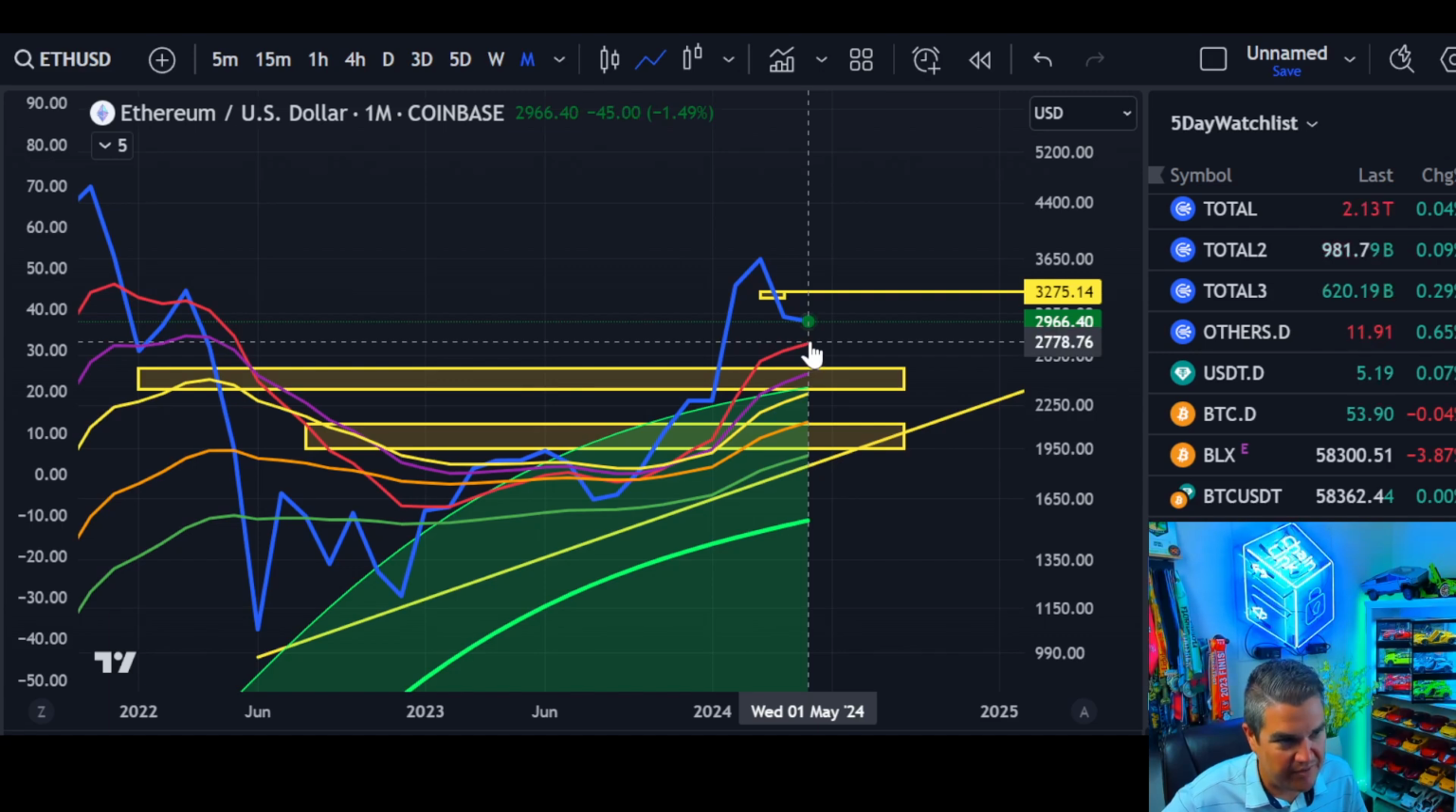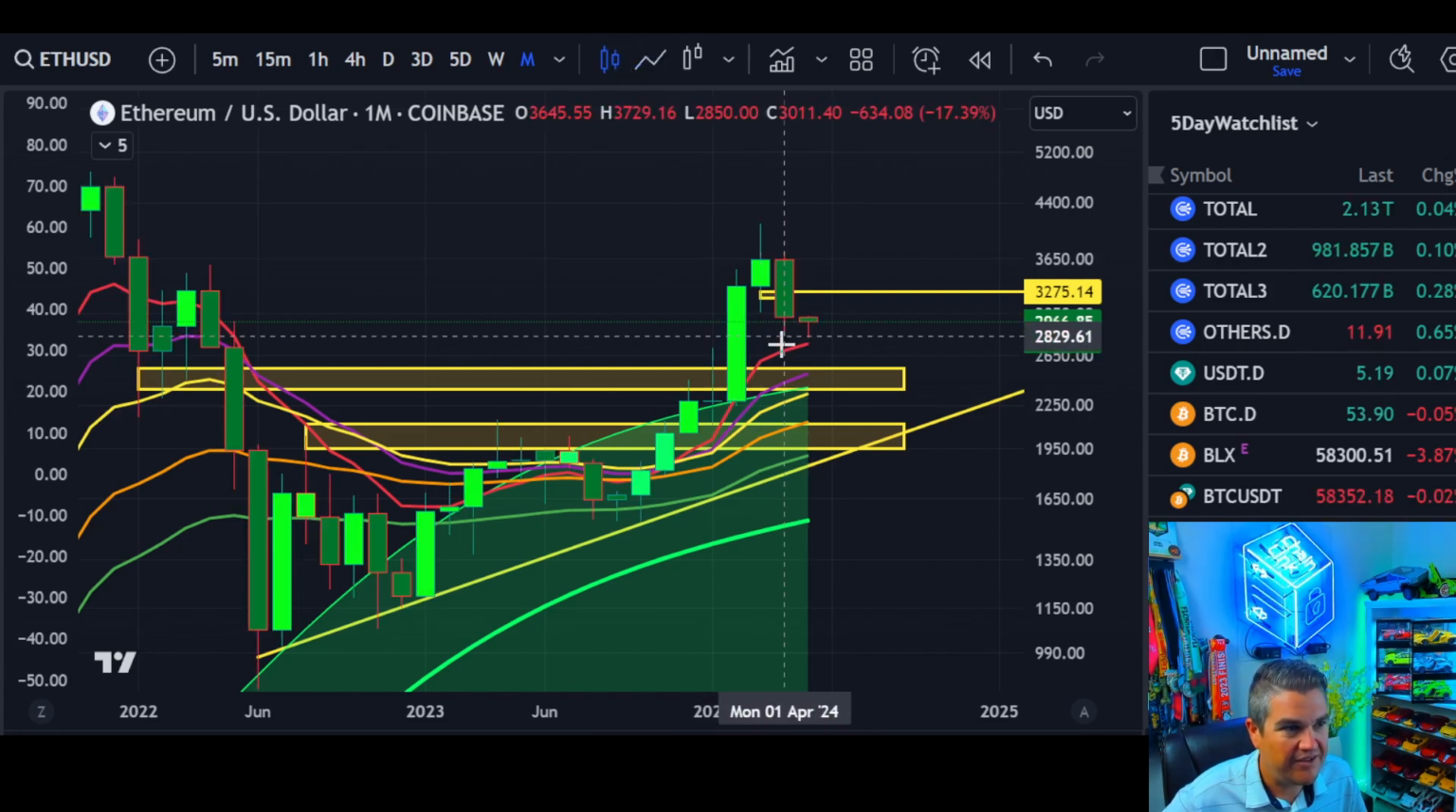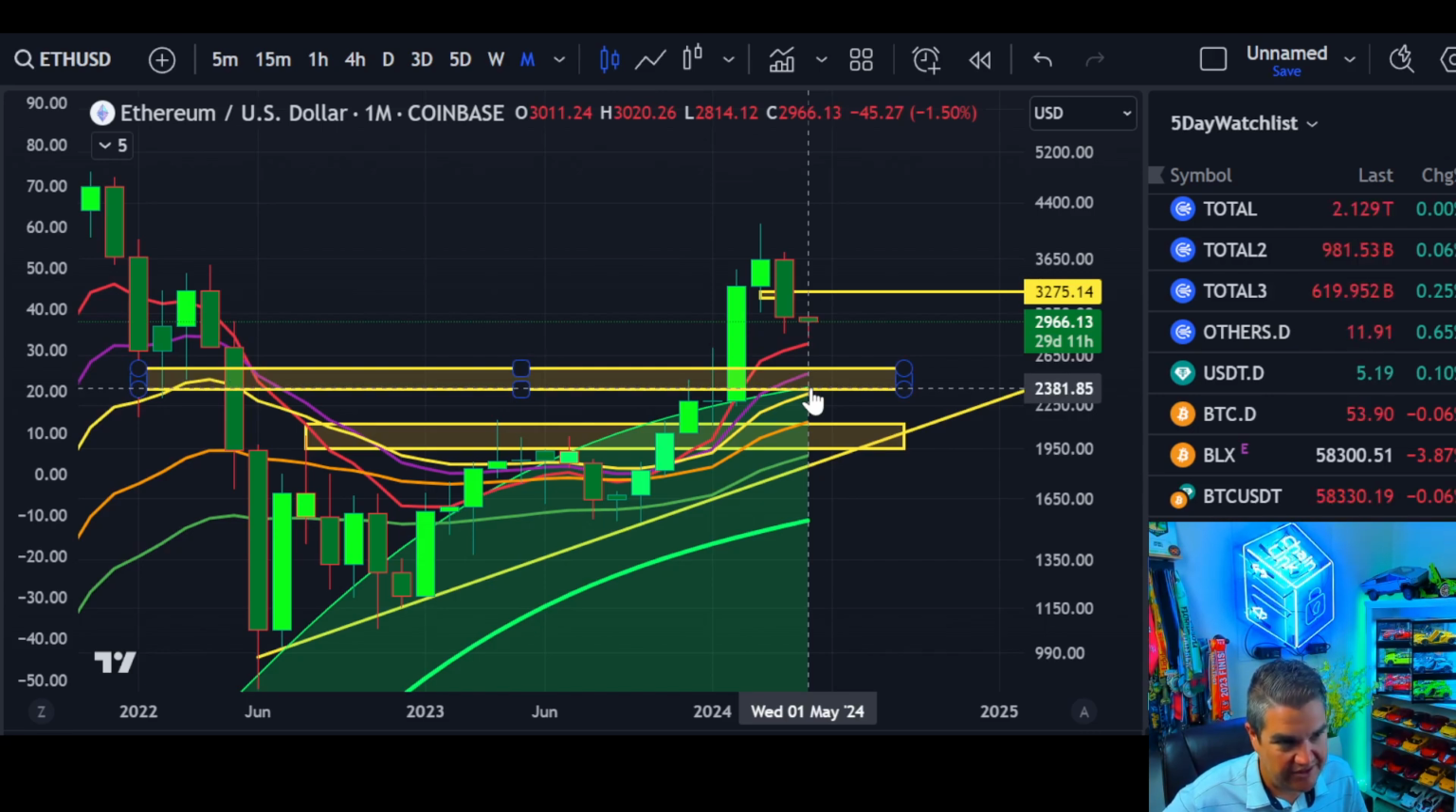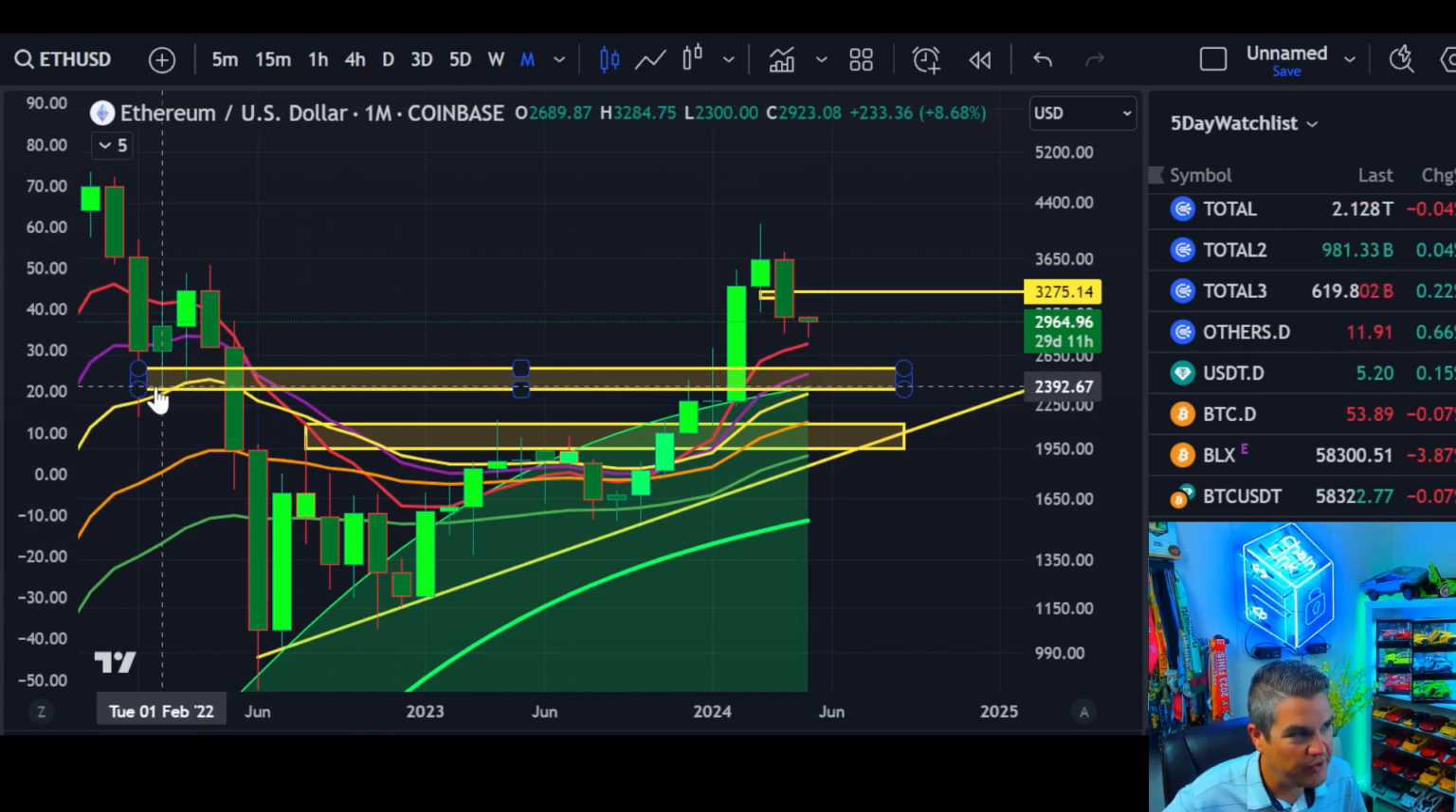The EMA 8 on the monthly is currently just south of 2,800. So potentially we could see that, but you can see these low wicks already kind of flirting with that, right? The Gaussian Channel, the top of it, is around 2,400. Also, we note the 21-month EMA is right there as well. And also these swing lows, right?